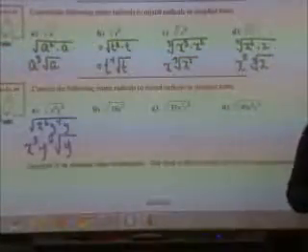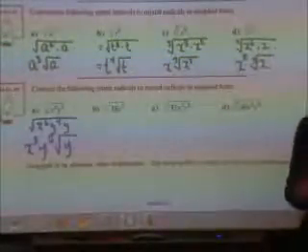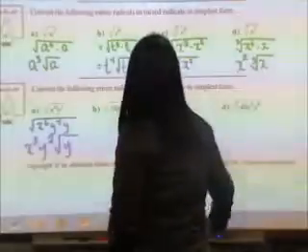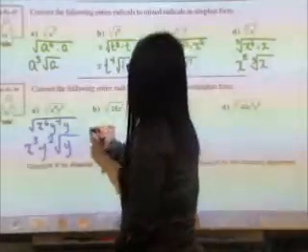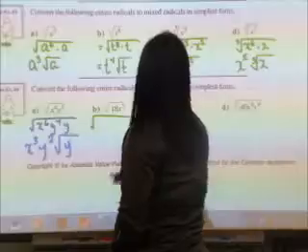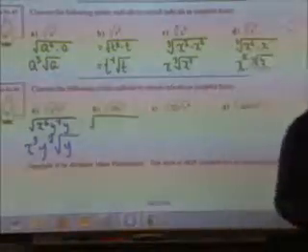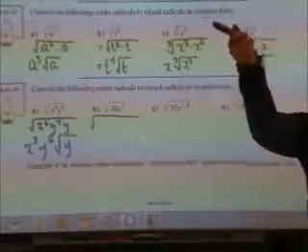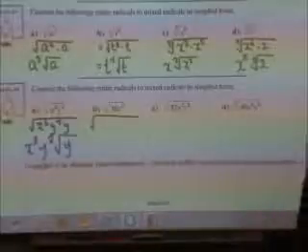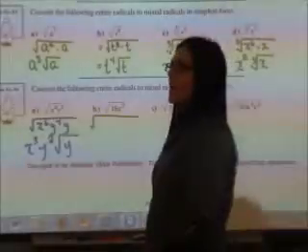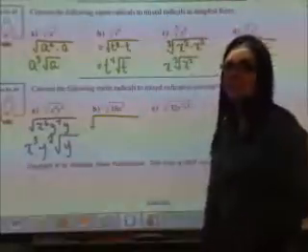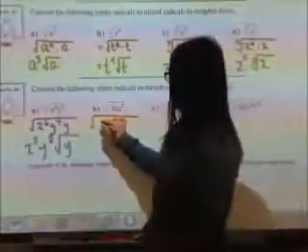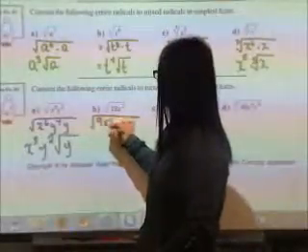Okay, in B, I have numbers and I have variables. So let's look at the number first. This is a square root. So can you think of a perfect square number, which are that column that's in the reds? Can you think of a number that I can divide evenly into 18? So I get 9 times 2.